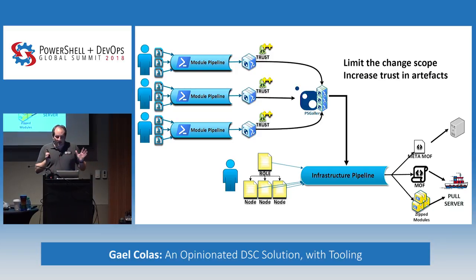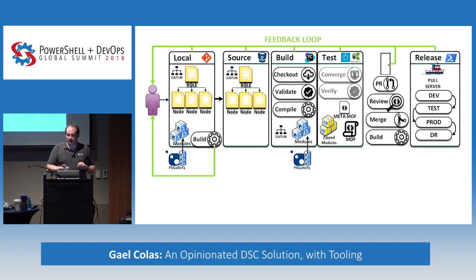You want to limit the change scope. That means if you change only one module, you don't necessarily need to change everything and recompile everything. You just change that module. And same with the data. If you don't change the modules, you only change some data, you want to limit the scope of the changes. So very similar, and this is, again, the release pipeline model.